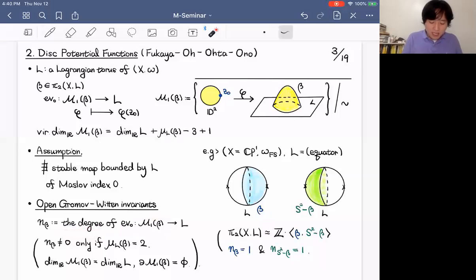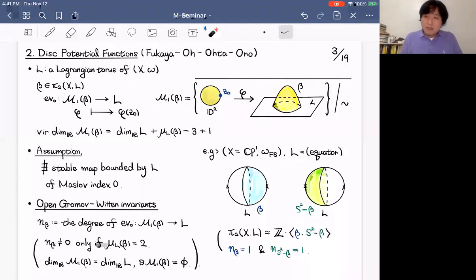So, this invariant degree can be non-zero only when the Maslov index is 2, because then everything cancels out and the dimension matches up with the target. So now you can possibly have a non-zero degree. And this assumption also tells us that this is indeed a cycle. Okay? So we can actually define a non-trivial degree.